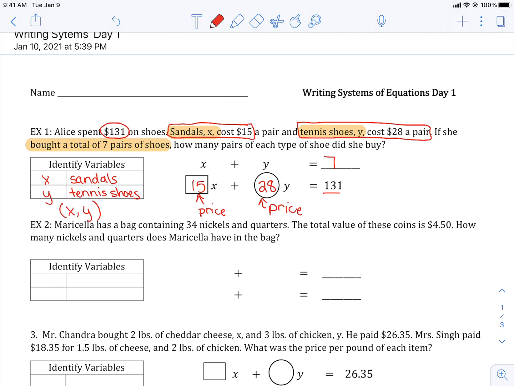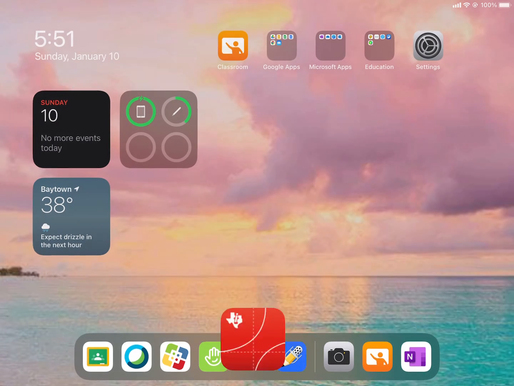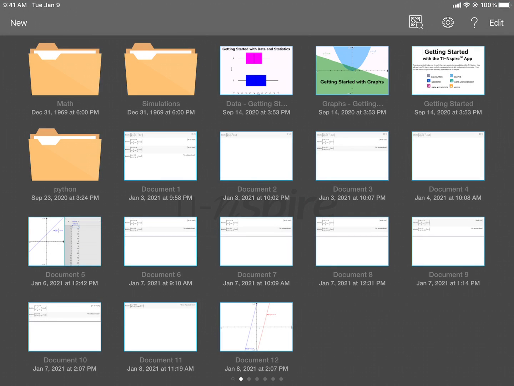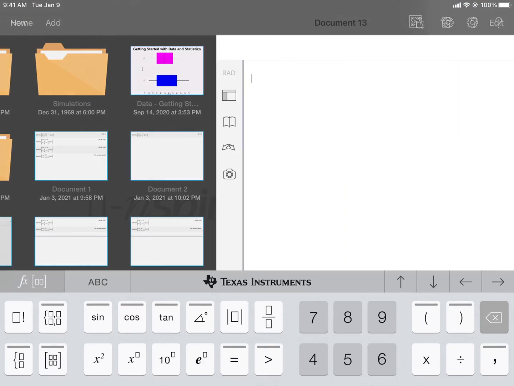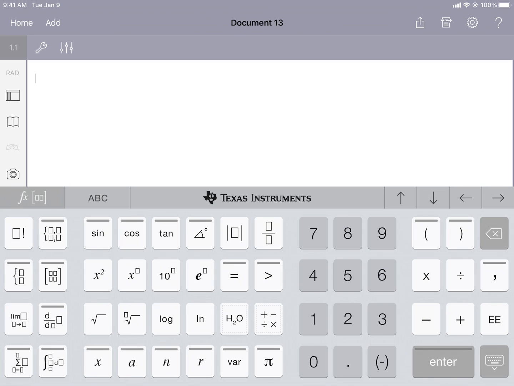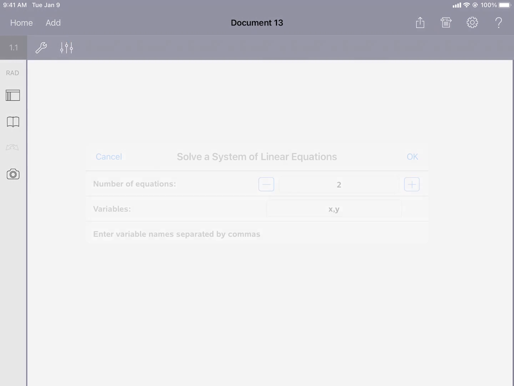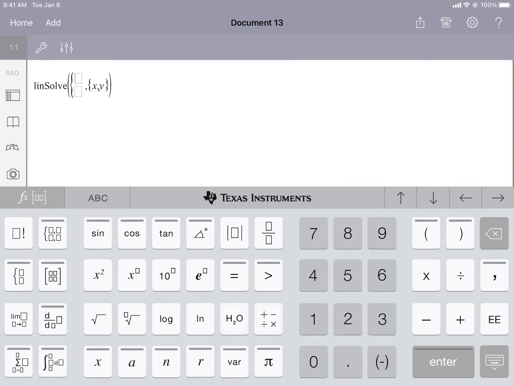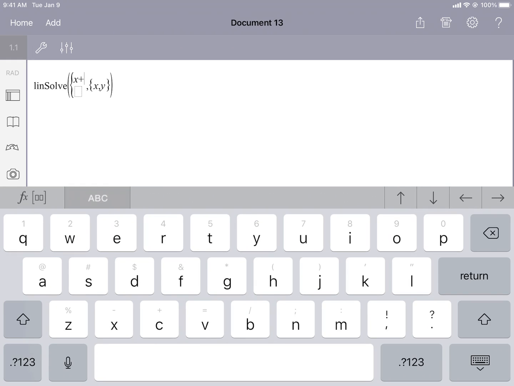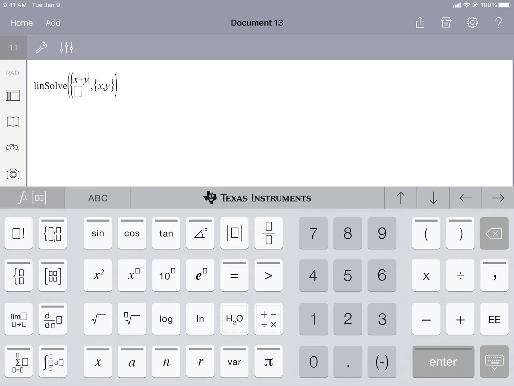So I'm going to go over to our TI Inspire app, new calculator. And remember, we just hit the toolbar, which is menu, algebra, solve systems of linear equations. We have 2 of them. The first box, I'm going to type in X plus Y for the total number of shoes, and it equals 7.